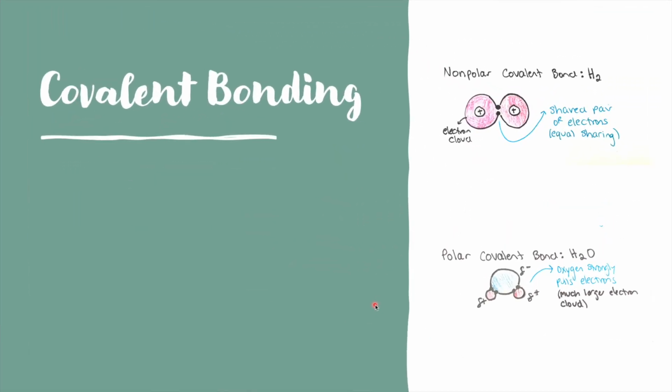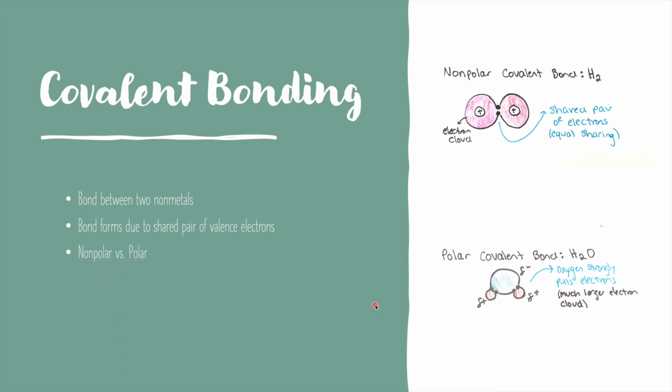A covalent bond forms between two nonmetals. The bond forms due to a shared pair of valence electrons. There can be single, double, or triple covalent bonds. Triple bonds are the strongest.